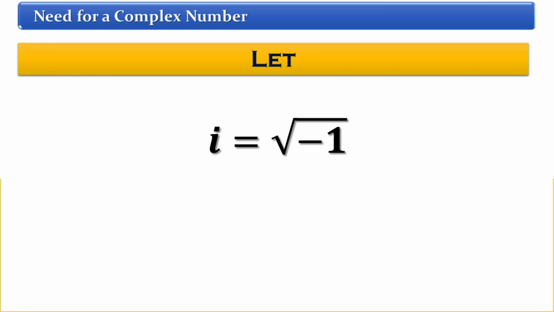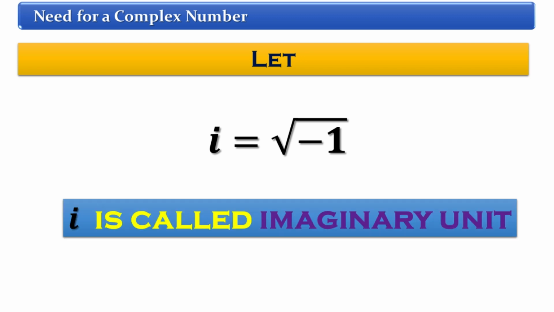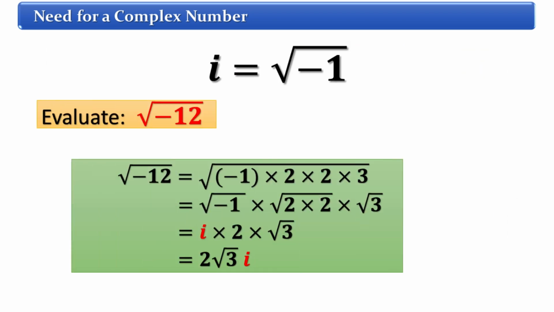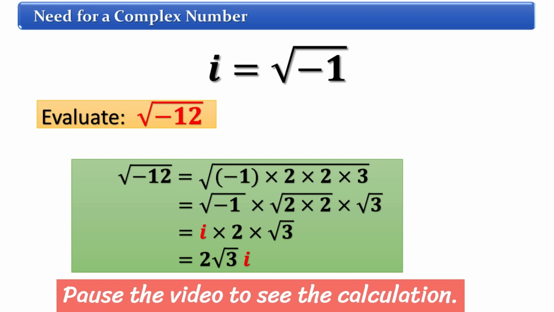Let the square root of minus 1 be i. Here i is called the imaginary unit. Now we can evaluate square root of minus 12 in the following way.